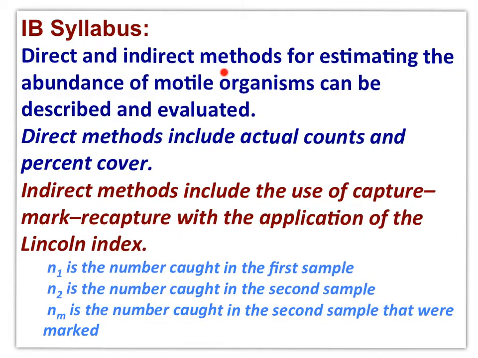Now let's move to a new IB syllabus statement. Direct and indirect methods for estimating the abundance of motile organisms can be described and evaluated. Direct methods include actual counts and percent cover. Indirect methods include the use of capture, mark-recapture with the application of the Lincoln Index. Just to be clear, the data collected is the number of animals caught in the first capture, the number caught in the second capture or the recapture, and the number caught in the second capture that were marked. All of this data is used to calculate the population size estimate.